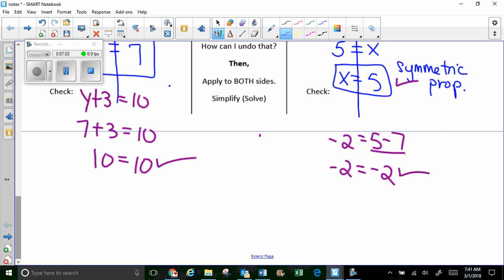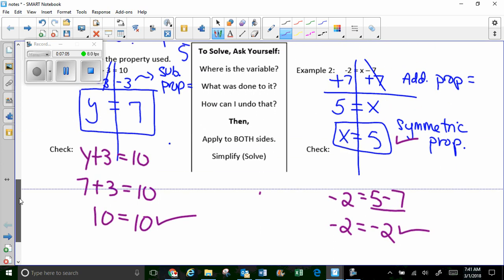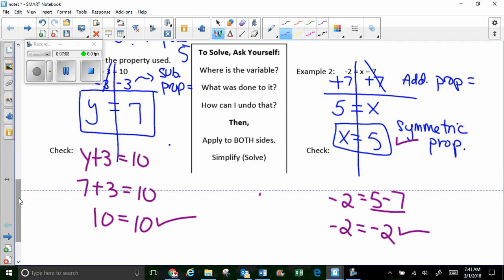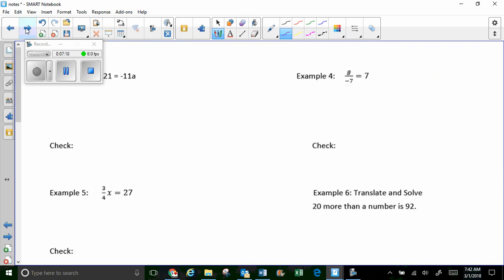Again, you can pause it if you need more time to copy this down. Alright, let's go ahead and flip over and look at the next example.